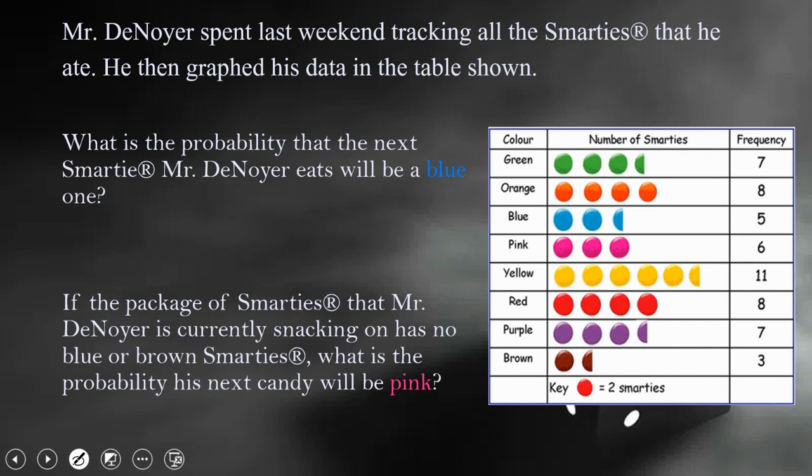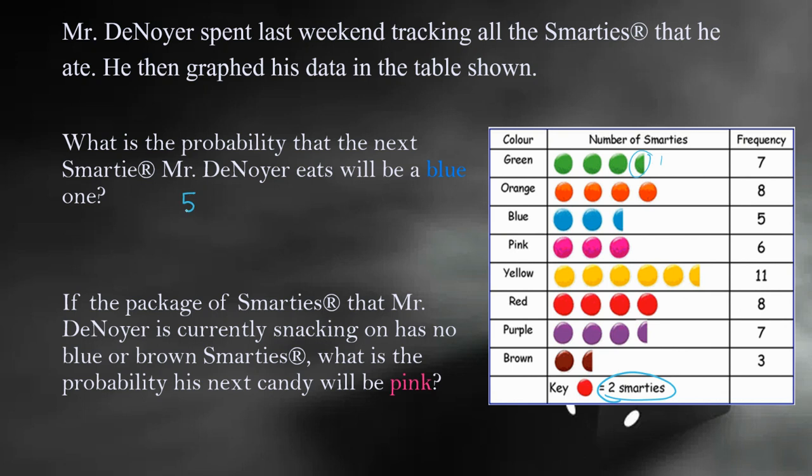Now let's talk real quick about what these half Smarties mean. You have to look at the key at the bottom, okay? And the key at the bottom tells you that we're talking about one circle, meaning 2 Smarties, okay? So make sure that you're paying attention to that. So each of these halves equals 1 then, all right?